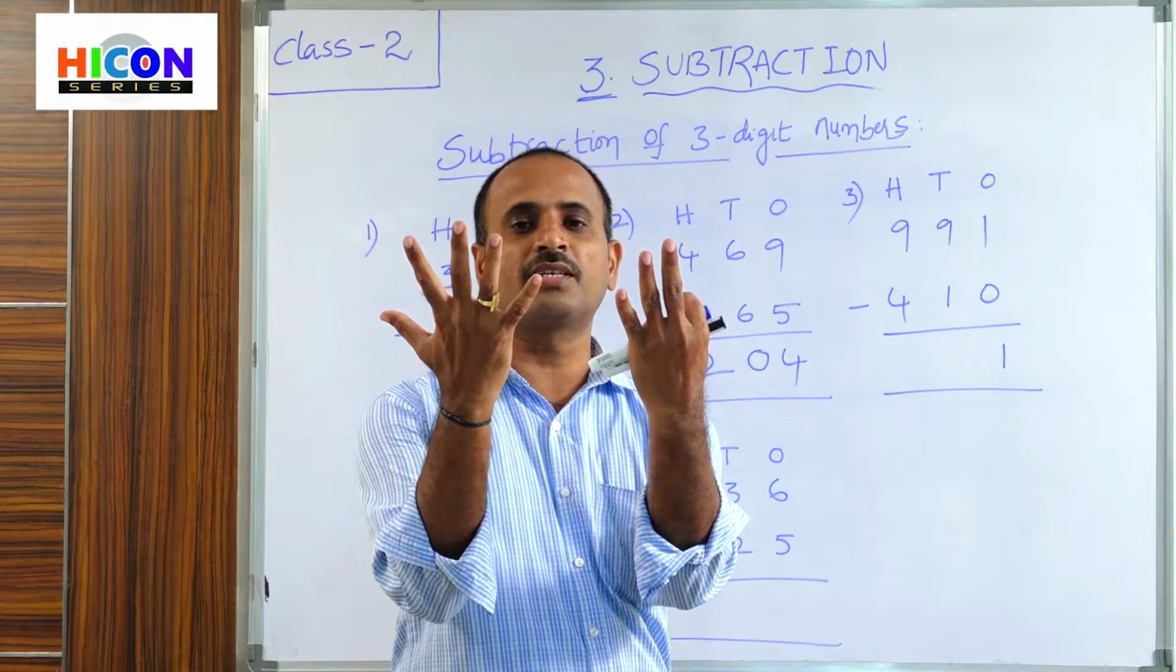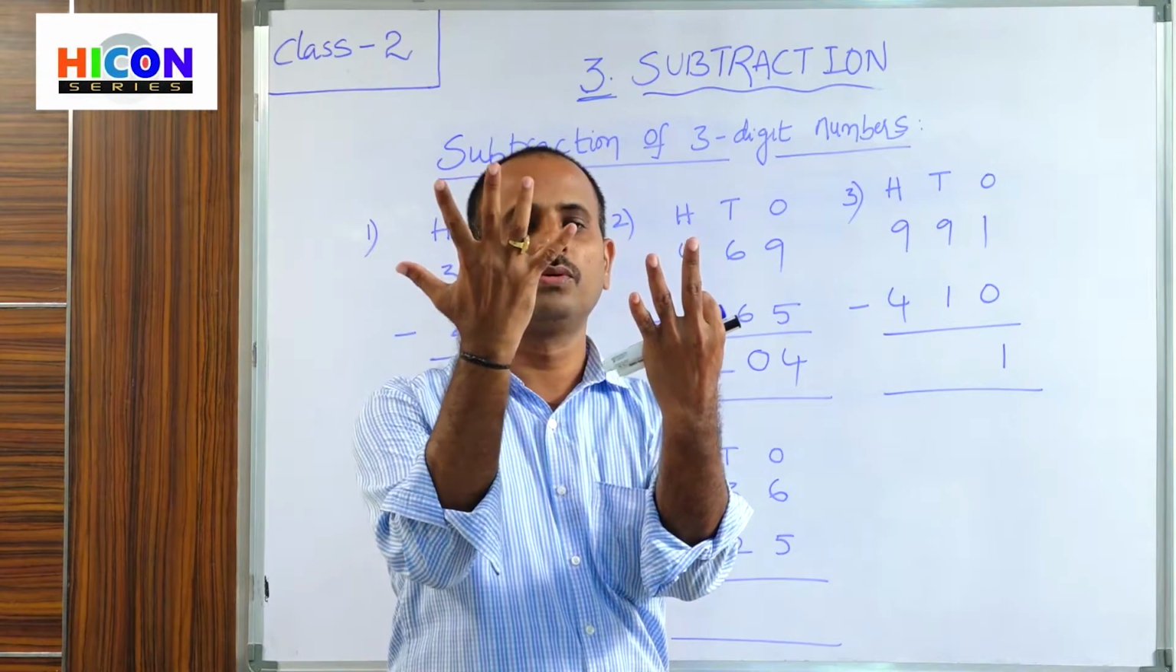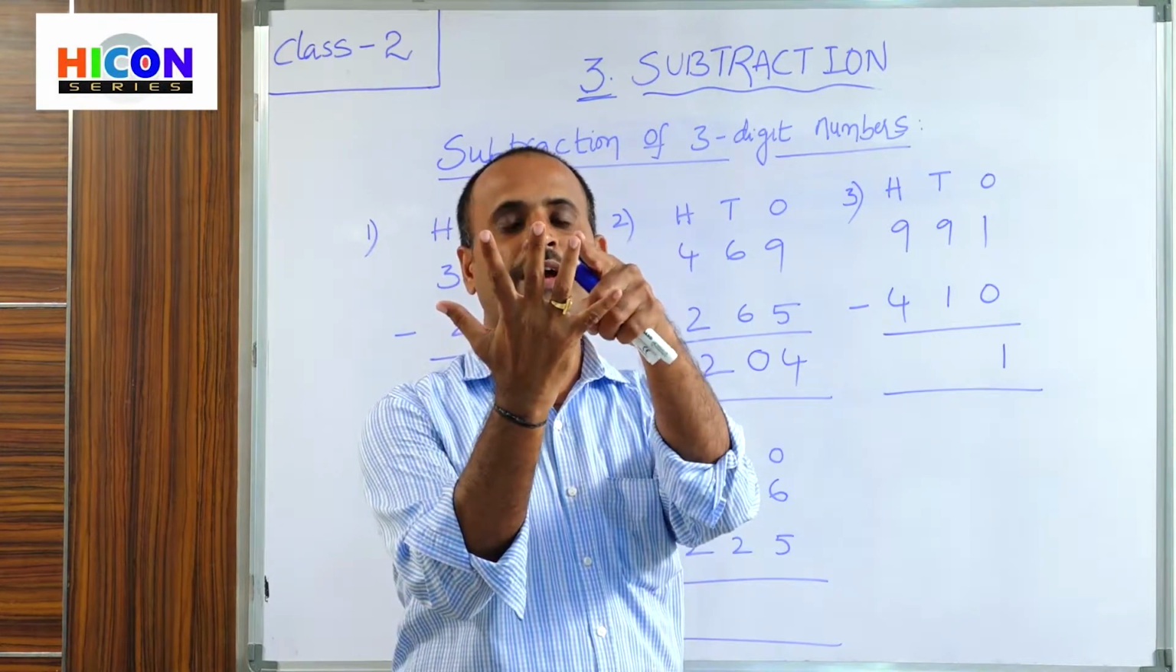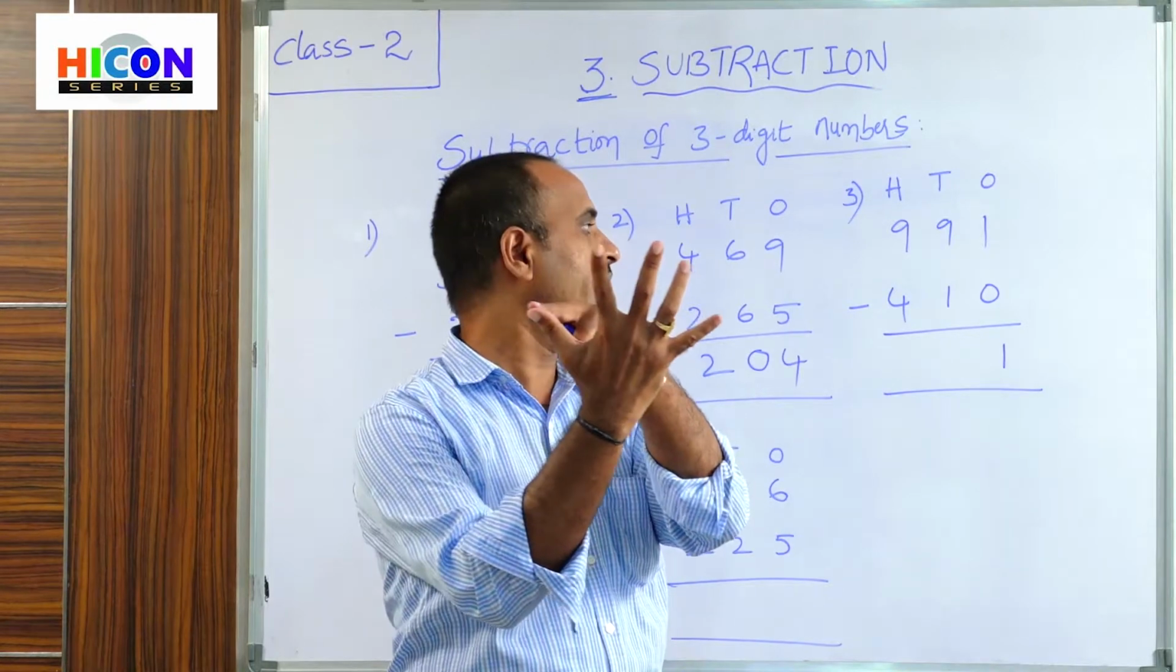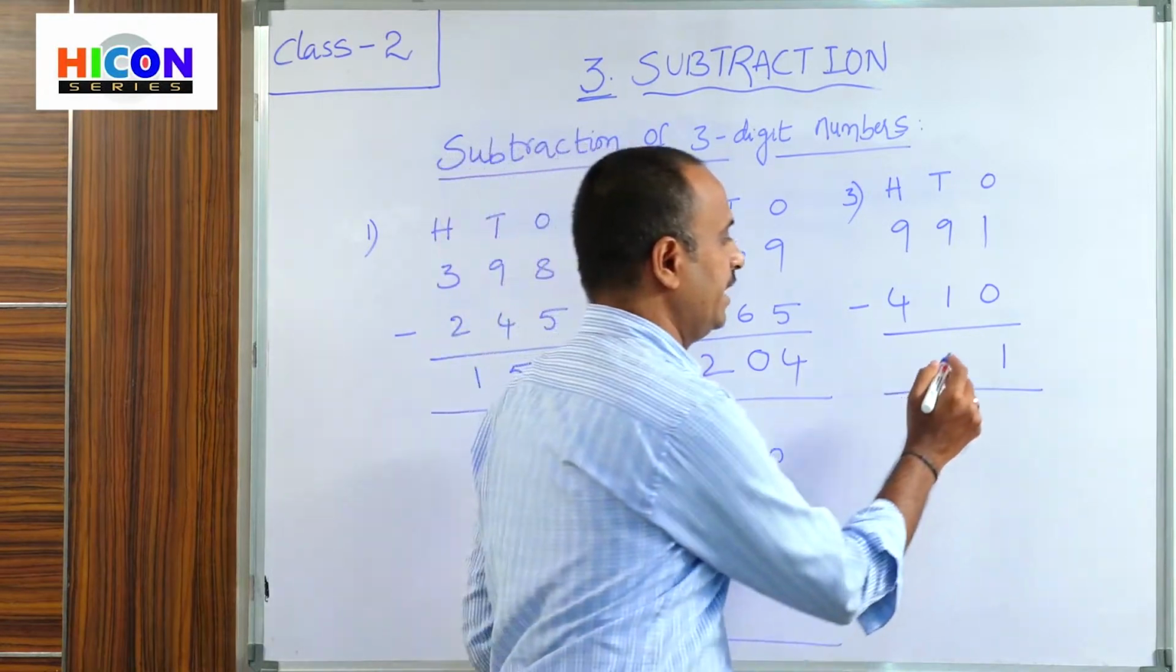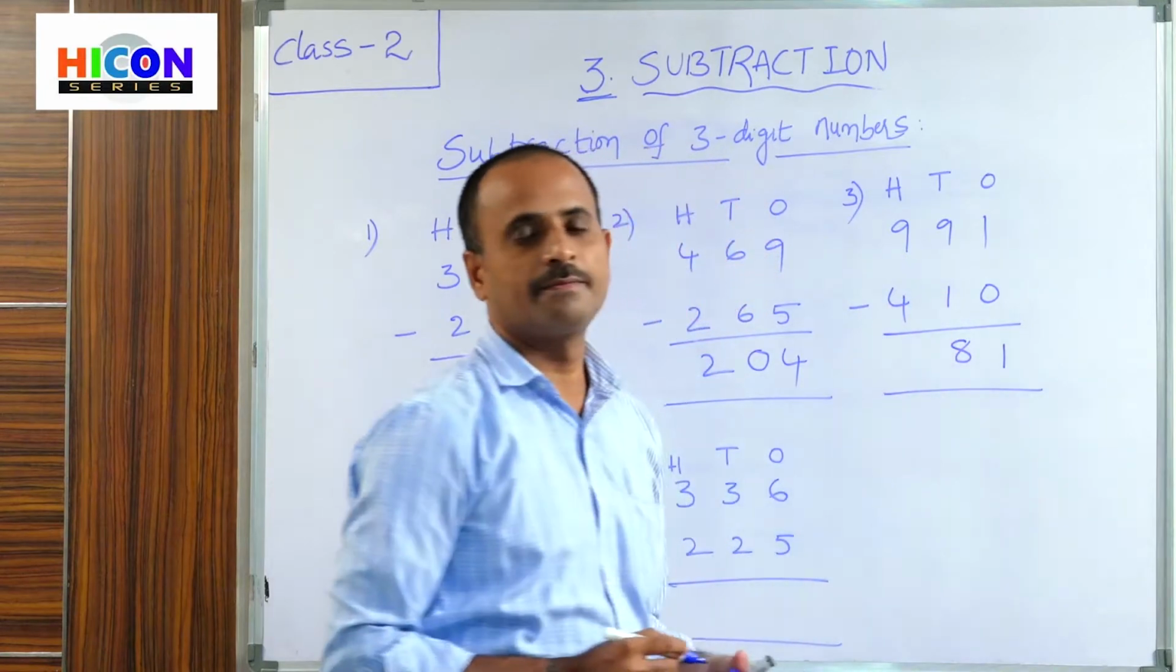So children, how many fingers are left? 1, 2, 3, 4, 5, 6, 7, 8. So 8 fingers are left. Write 8 under tens place.